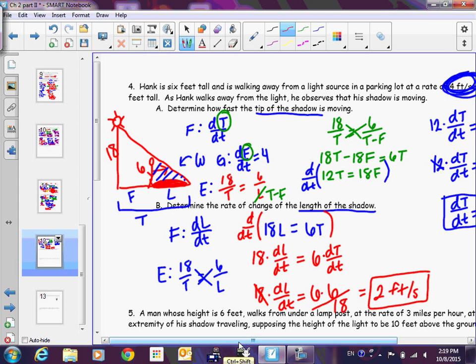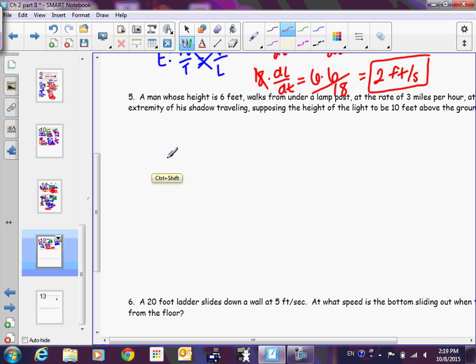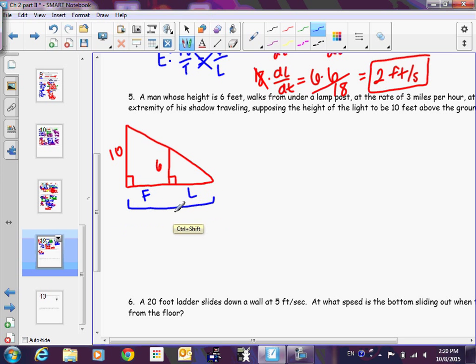All right, let's see how far we can get on 5. So we got a man who's 6 feet tall. I'm not going to actually draw the picture of a man. And we've got a light post. And how tall do they say that thing is? Number 5, 10 feet, right? So we set it up, and this is what your triangle looks like. Again, you can continue to draw the pictures if you want. These are little right angles. These are obviously similar triangles because all the angles are the same. And then we have F, L, and the whole thing is T.